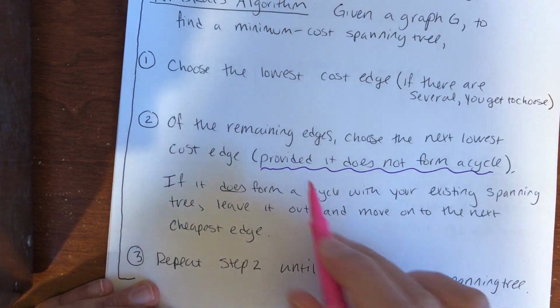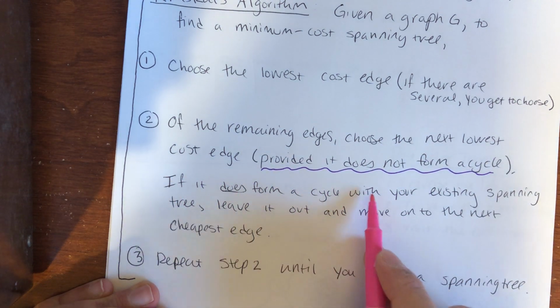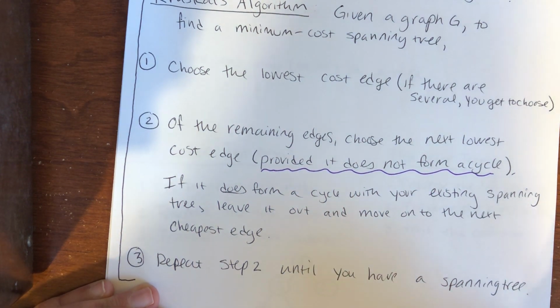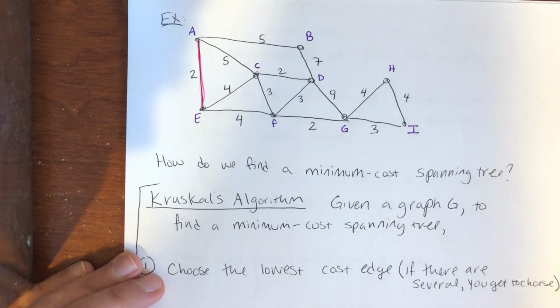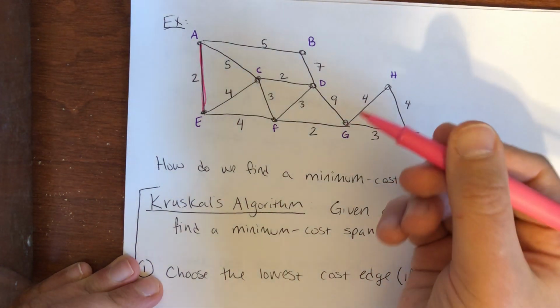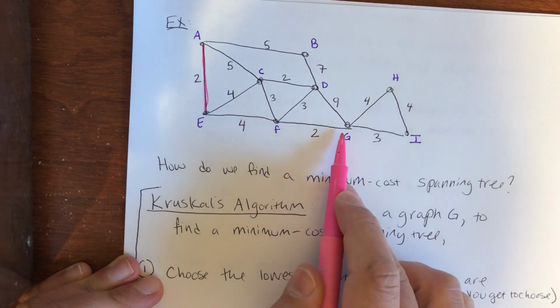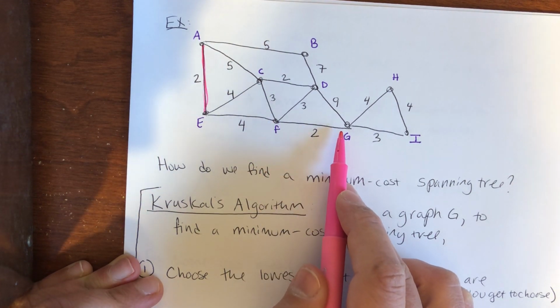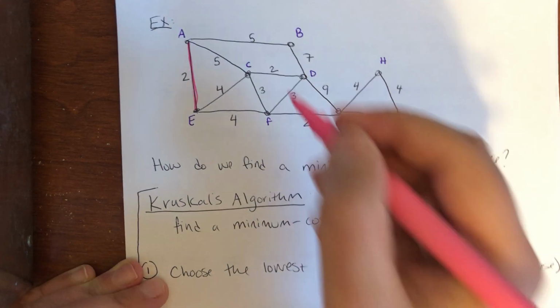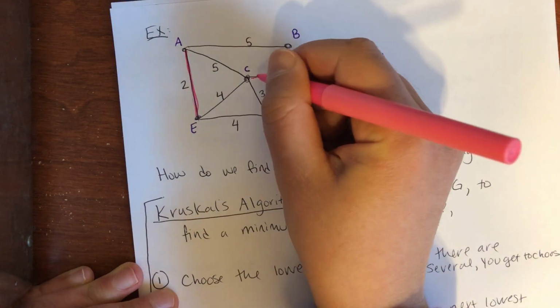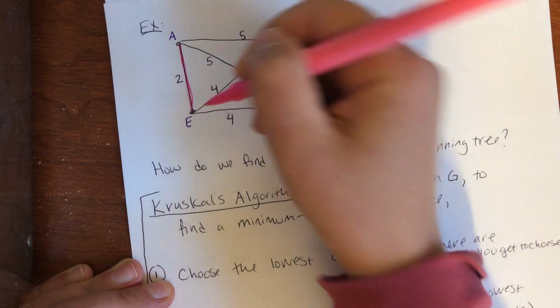Now step 2 says of the remaining edges, choose the next lowest cost edge, provided it doesn't form a cycle with the edges that you've already chosen. All right, well, my next cheapest edge would be one of the other 2s, right? Either CD or FG. I can choose whichever one I like. Doesn't matter, right? Either one you choose, it's not going to form a cycle with what you have already chosen.